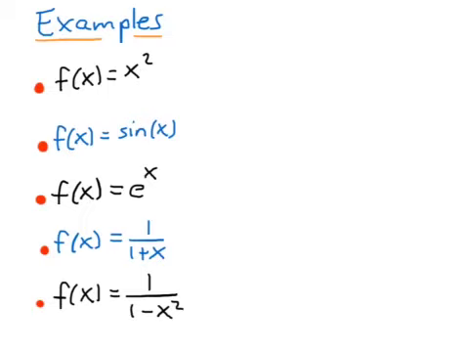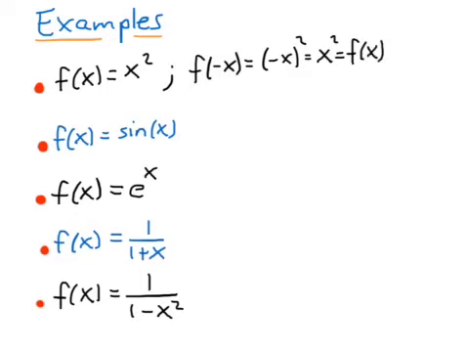So let's look at the first example, f of x is x squared. The easiest way to work this out is to consider the function evaluated at minus x. So here we're going to have minus x all squared. And that of course is x squared, which is the function evaluated at x. So we conclude that this function is an even function.